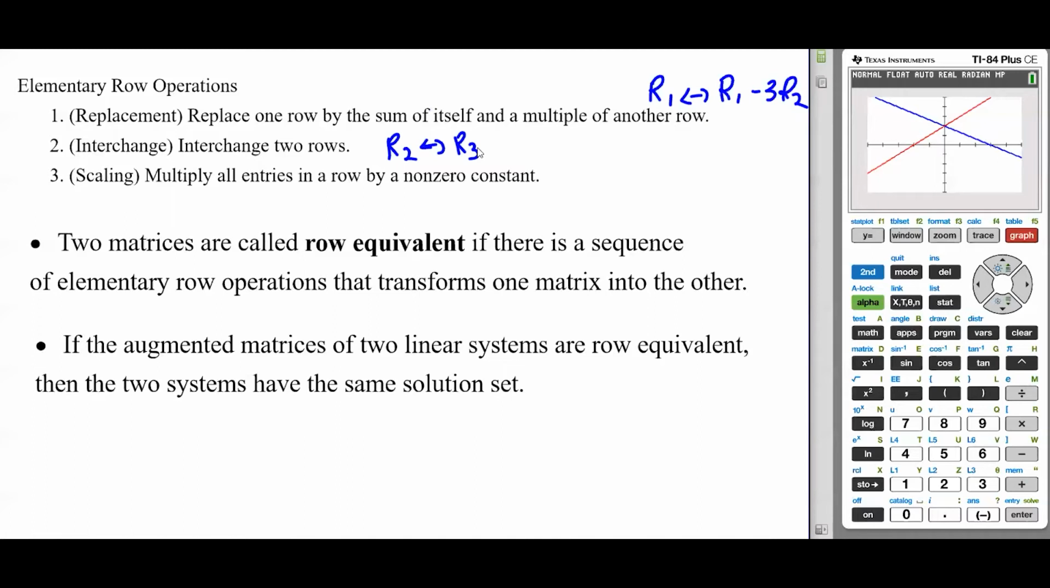And we can scale. We can multiply all entries in a row by a non-zero constant. So we did something like this. You can replace row 3 with negative 1/6 row 3. We just multiplied that row by a constant. And this is how we also use this to do division, right? Instead of dividing by negative 6, we multiply by negative 1/6. So you get division baked into this.